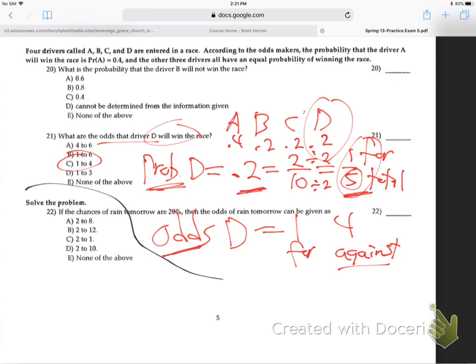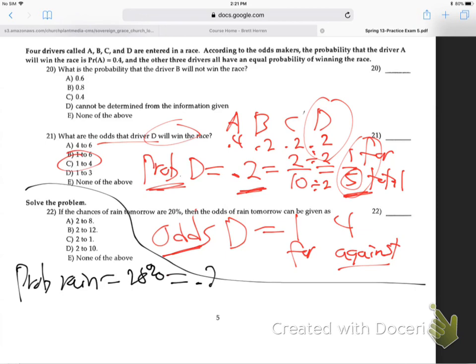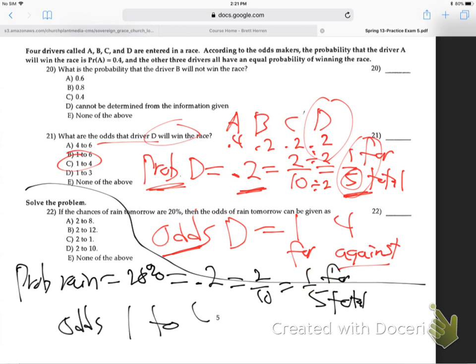Okay. Finally, number 22. Chances of rain are 20%. Then the odds of rain. Okay. So the probability of rain is 20%. So again, we're going from probability to odds. What do you got to do? Make this 20% into 0.2 decimal, 2/10, 1/5. So that's part over total. So the odds are going to be 1 to 4.